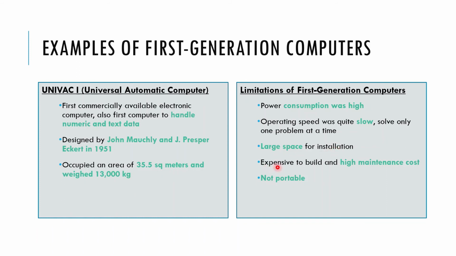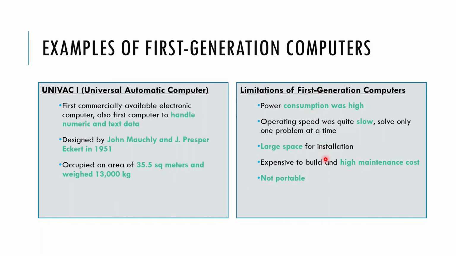They were quite expensive to build because the main component was the vacuum tube and it used to fuse frequently, so they were quite expensive to set up, as a result of which the maintenance cost was high. Since they were very big in size, it was not easy to carry them from one place to another, so they were not portable. So these are some of the limitations of first generation computers.